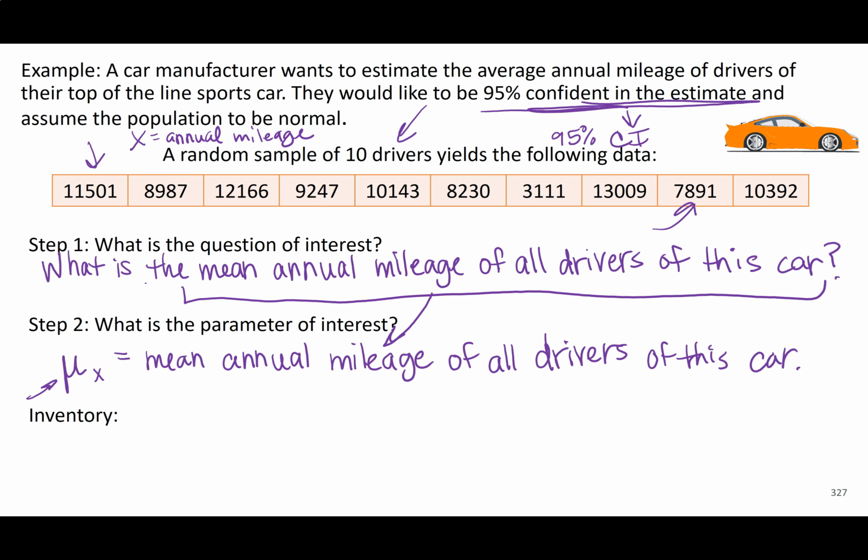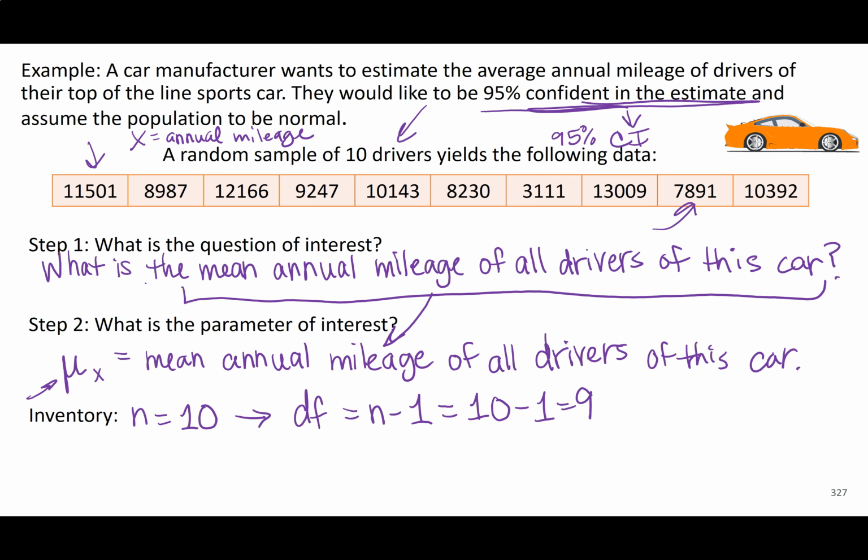Then inventory. I just want to take stock of what information I got from the question prompt. Looking here, I have a sample size of 10, which means when we move forward, so degrees of freedom. For t procedures, this is going to be really straightforward. It's just going to be the sample size minus 1, and that's 10 minus 1, which is 9.